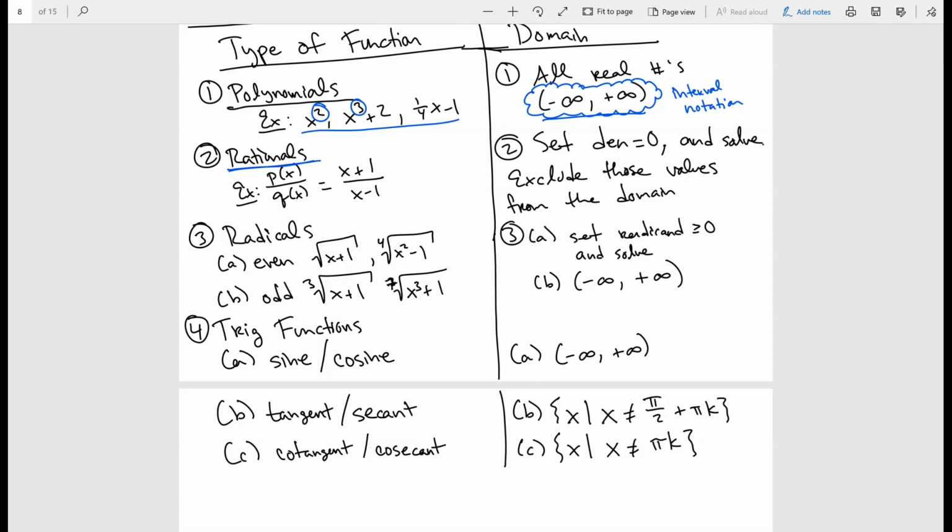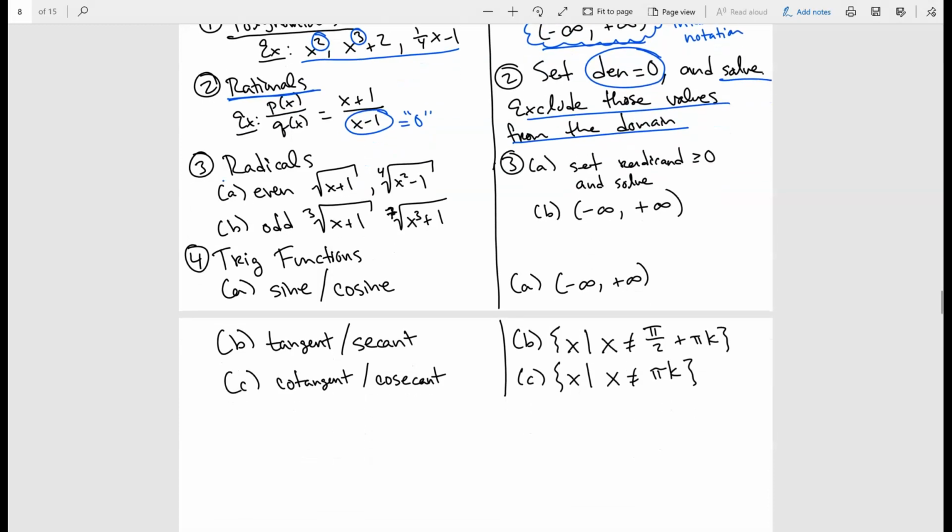Rationals, in order to find the domain, just set the denominator equal to 0 and solve for the values of x, and exclude those values from the domain. Basically remember that you cannot have a 0 on the bottom. So you set the denominator equal to 0 to see what x values are not allowed.